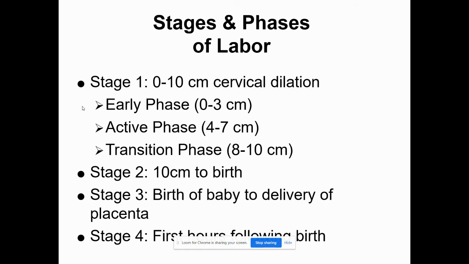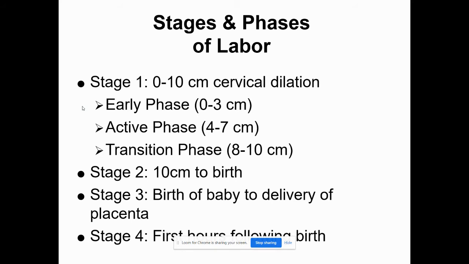There are different stages and phases of labor that we have to know about. Stage 1 is where the cervix dilates from 0 to 10, which is full dilation. And this is the stage where there are 3 phases within it. It's the only stage that's broken up into 3 phases. So in stage 1, where you're going from 0 to 10, there's the early phase.